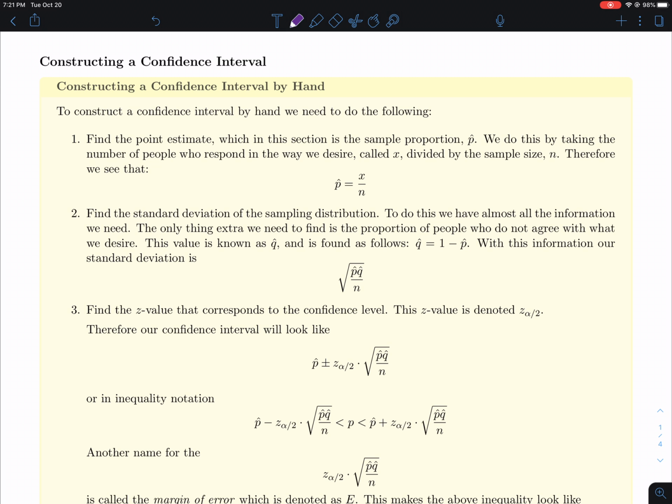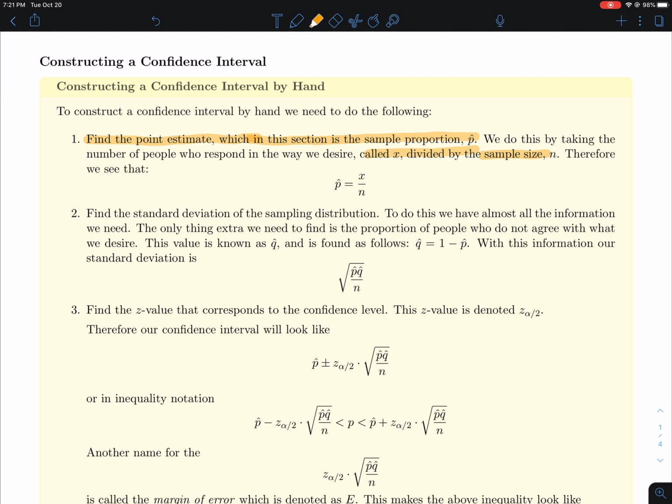If you notice, it doesn't look that much different from the first one that we did. The first thing we need to find is the point estimate, which in this case is the sample proportion, or P hat. We take a sample of some number of people, and they respond in a certain way. The people that respond the way we're interested in are called X, and the number of people we surveyed altogether is the sample size N.